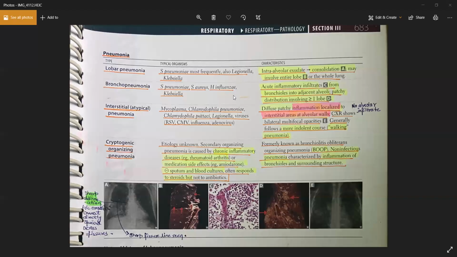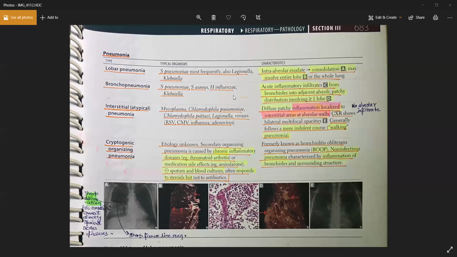Third type is interstitial pneumonia, which is also known as the atypical type of pneumonia. You guys already know all these bacteria which can cause atypical pneumonia. Remember Mycoplasma, walking pneumonia? You will have bilateral lung involvement, and when you look at the X-ray, it will be much worse than the patient's symptoms. Chlamydophila can cause it, Chlamydia can cause it, Legionella can cause it. Whenever a viral infection causes a pneumonia, it will always be an interstitial type of pneumonia.